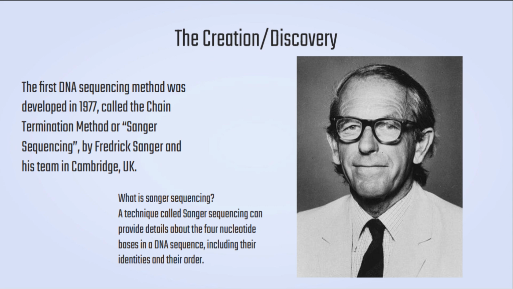The first DNA sequencing method that was somewhat complete was developed in 1977, called the chain termination method, or Sanger sequencing, by Frederick Sanger and his team in Cambridge. Sanger sequencing itself is a technique that can provide details about the 4 nucleotide bases in a DNA sequence, including their identities and their order.